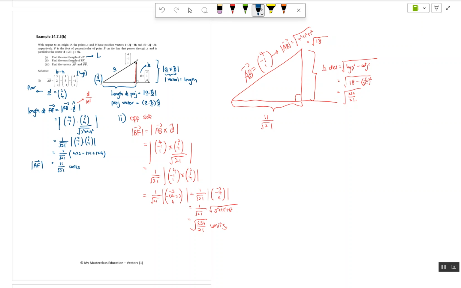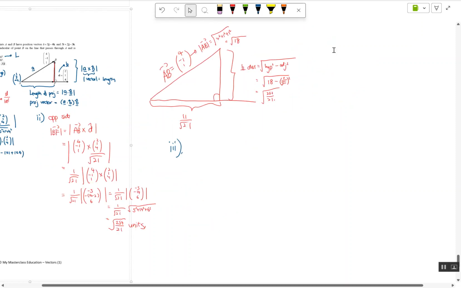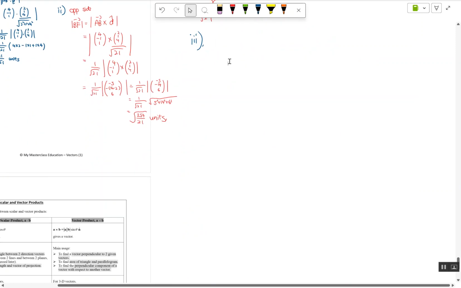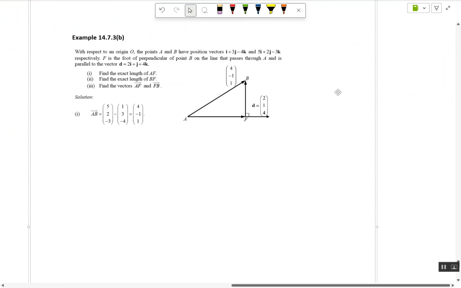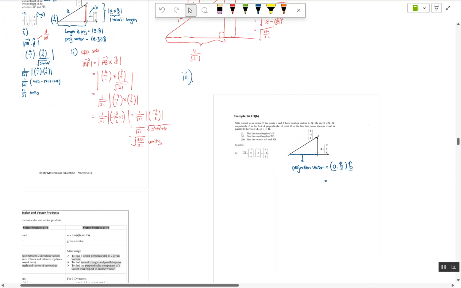Now for part 3, if the question wants the vector, let me just pull this out and do it on another side. The question wants the vector of AF. So AF is the projection vector. If you still do not know that this is the projection vector, then please refer to the previous few videos to make sure you know very well what is what. Projection vector would be A dot B hat, and this is a scalar times B hat.